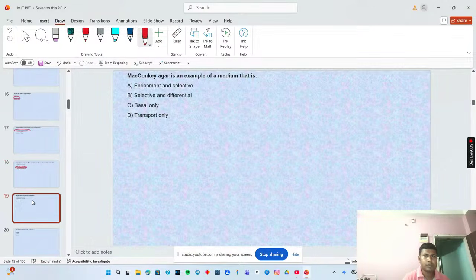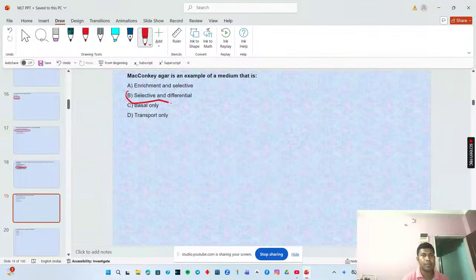Now, MacConkey agar is an example of a medium that is... MacConkey agar helps us to differentiate between lactose fermenting and non-lactose fermenting bacteria. So it is a selective and differential media. The type of media that MacConkey agar is, is selective and differential media.